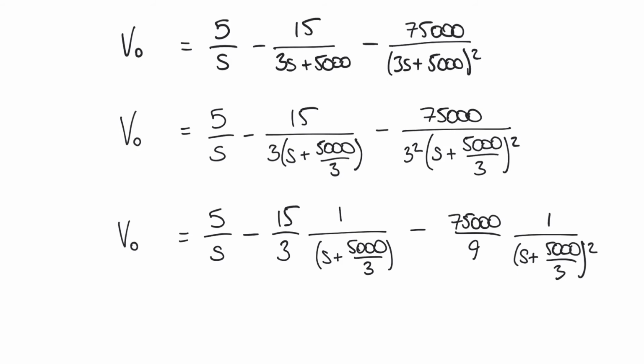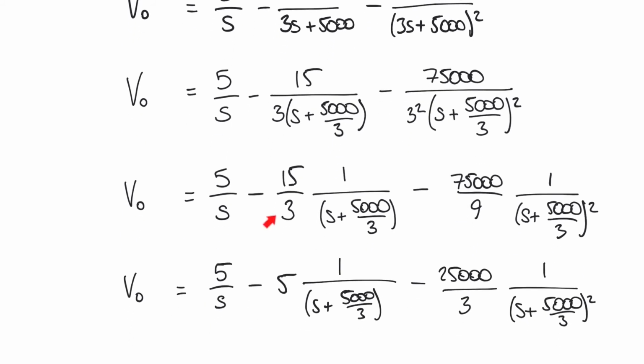Similarly, for this third term here, 75,000 over 9 is going to be outside of that original fraction. So rather than minus 75,000 over 9 s plus 5,000 over 3 squared, we've now got minus 75,000 over 9 multiplied by 1 over s plus 5,000 over 3 squared. So I'm just taking those constant coefficients aside. They simplify a little bit. 15 over 3 is 5. 75,000 over 9 we can cancel down a little bit to 25,000 over 3, dividing the top and bottom by 3. And so we have something that looks like this.